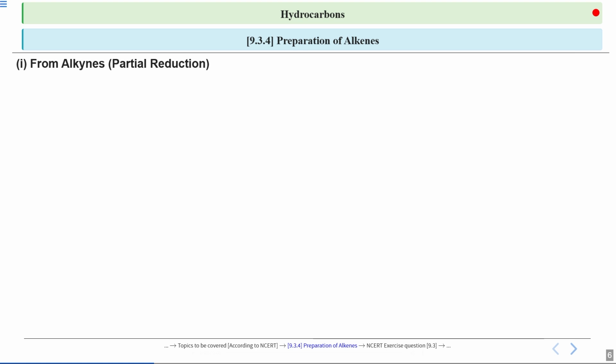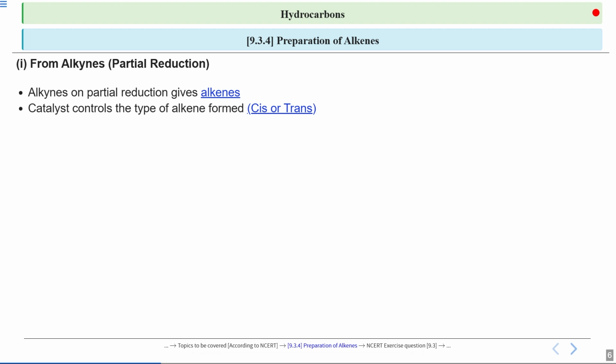Alkynes can be partially reduced to form alkenes. This process is important in organic chemistry for modifying the structure of hydrocarbons. Now, we see that when alkynes undergo partial reduction, they form alkenes. This is a key transformation in organic chemistry, allowing us to convert triple bonds into double bonds.